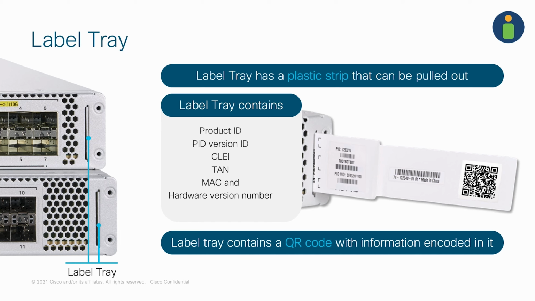So this label tray makes it simple. Even if the platform is mounted in a fully loaded rack, you just have to pull this strip out and you're going to get the platform hardware versioning information in the form of barcodes or QR codes, as shown in the picture there, to make it easy from an operations point of view.